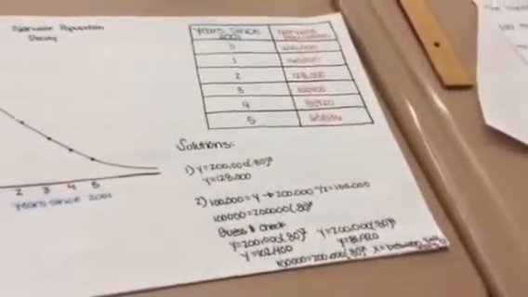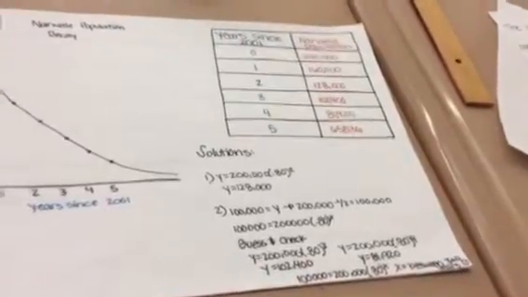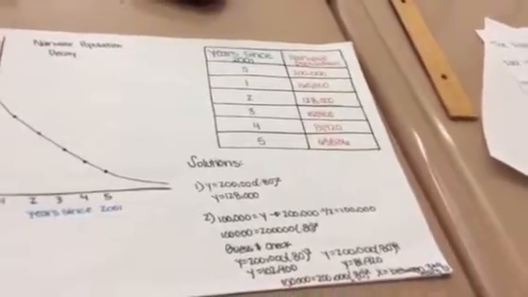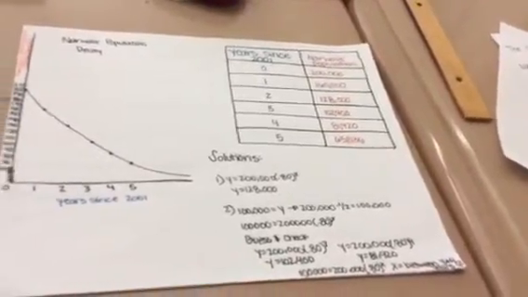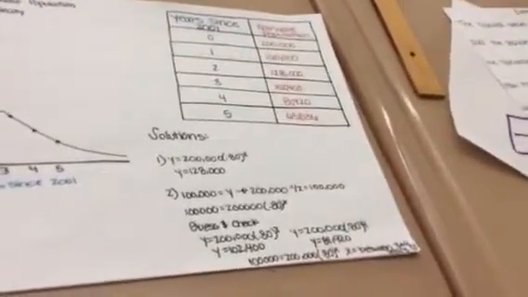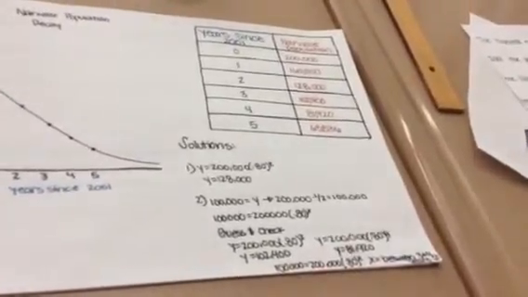So you go y equals 200,000 times 0.80 to the fourth power, which is equal to 81,920. Since that is less than 100,000, that's the answer. So 100,000 is equal to 200,000 times 0.8 to the x. X is between 3 and 4 years.